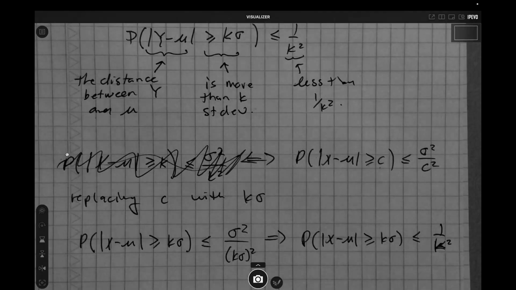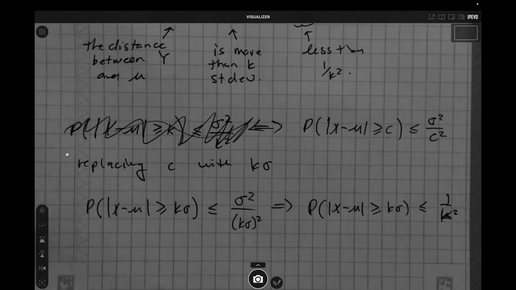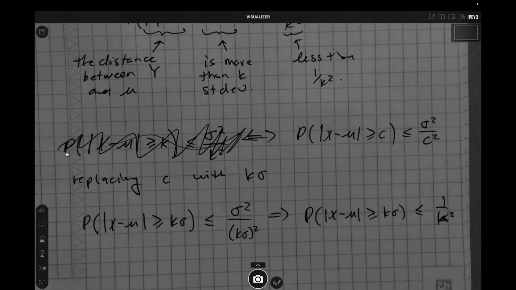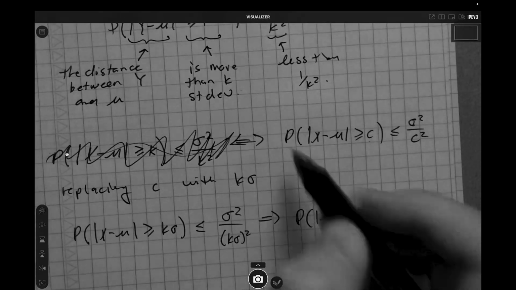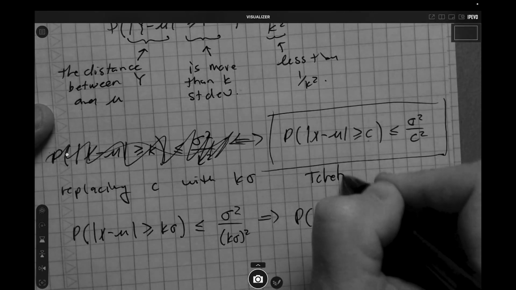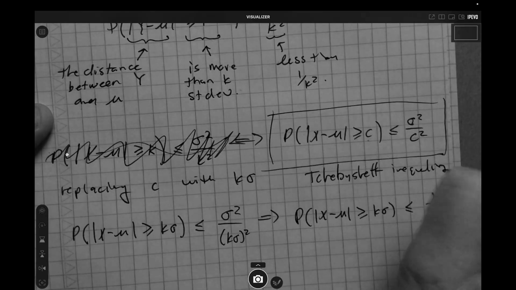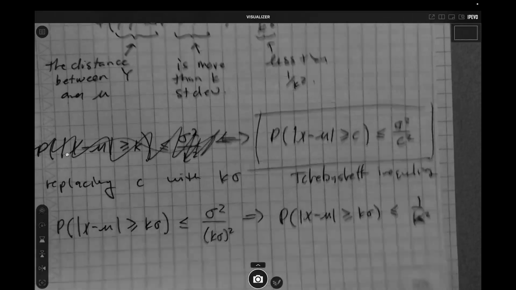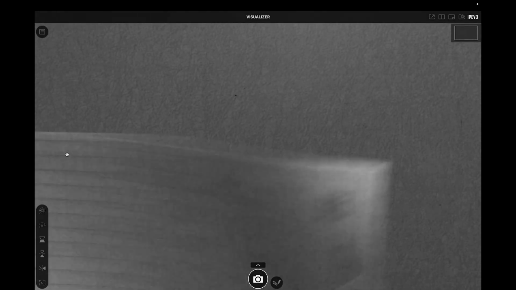Again, not to get too hung up on that, but you'll frequently see, instead of the theorem as I wrote it up above, this form, which is frequently just called Tchebysheff's inequality. It's obviously the same thing. It's just how you express it.